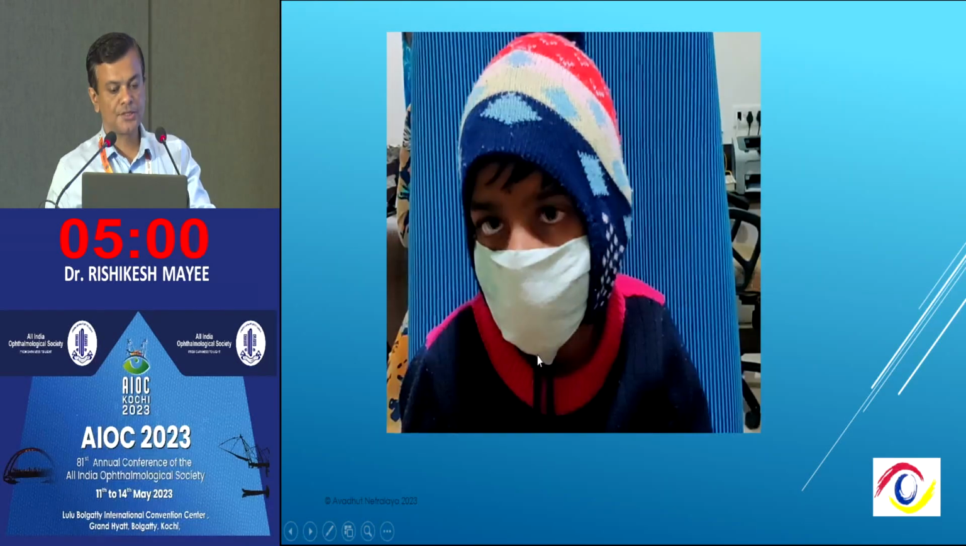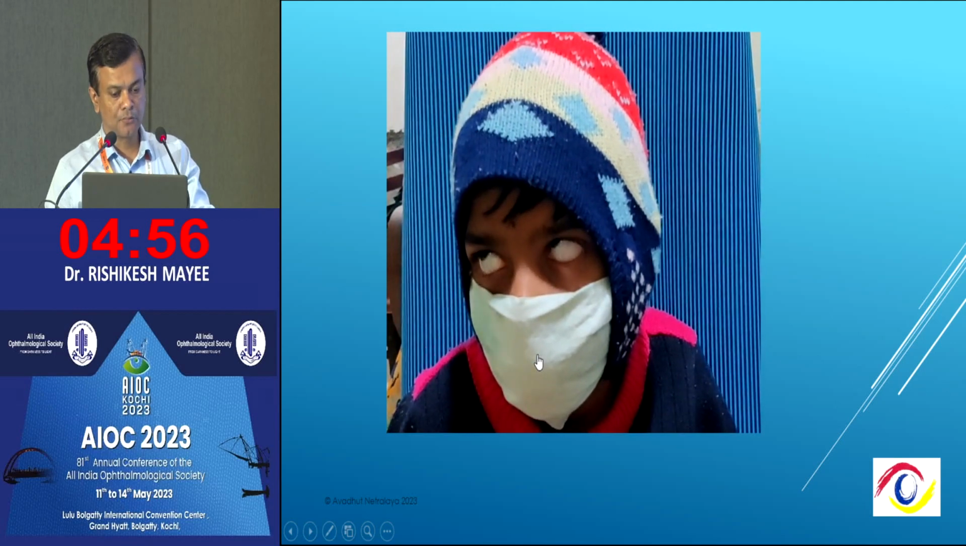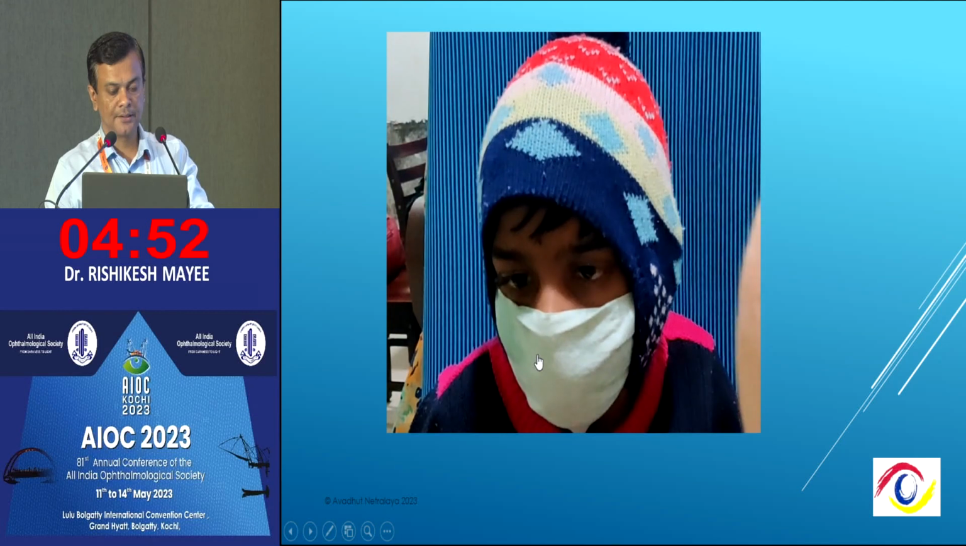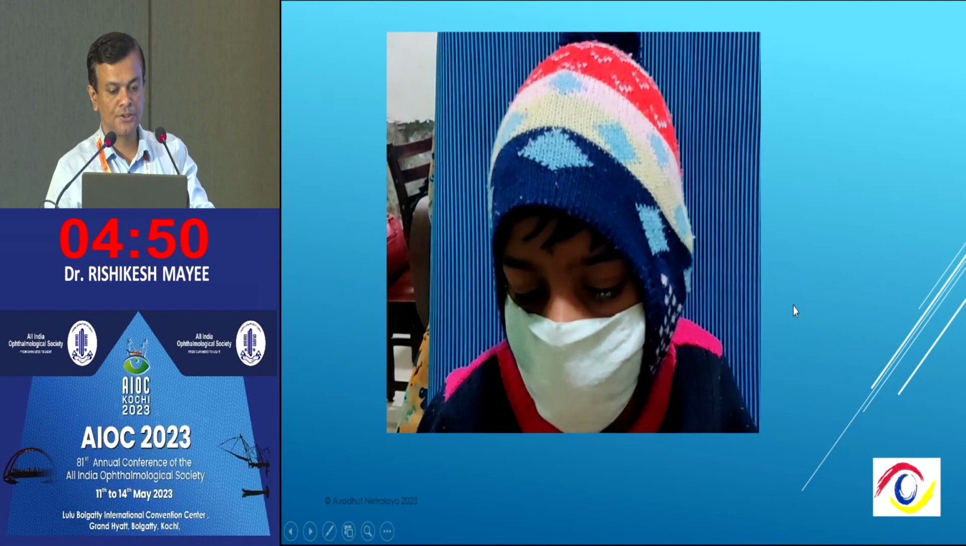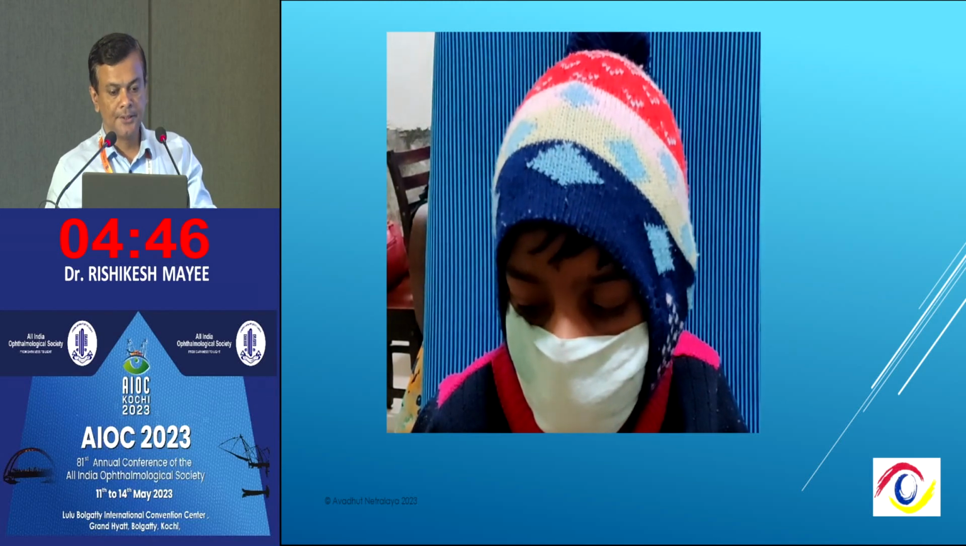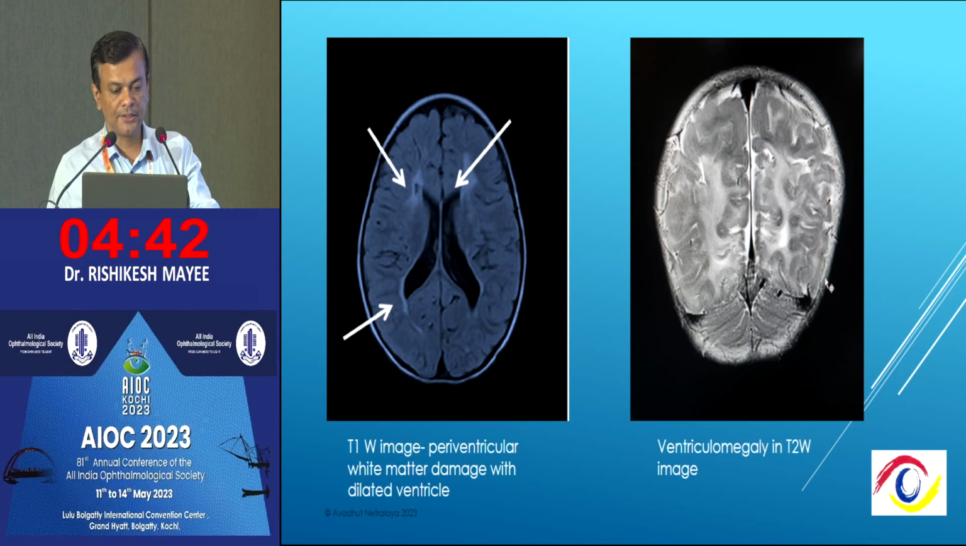I have been following this child for 4 to 5 years now, and there has not been any significant improvement in her visual behavior. She has nystagmoid movement, and instead of following the object, she tries to constantly look up, that is towards the source of light. So the MRI findings and the visual outcome definitely indicate something.